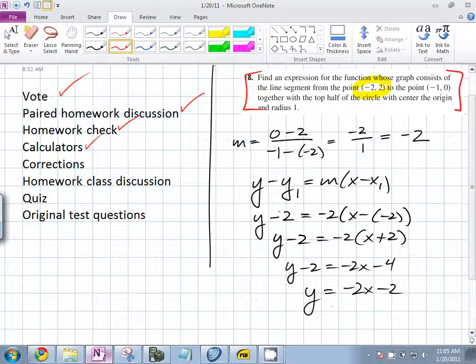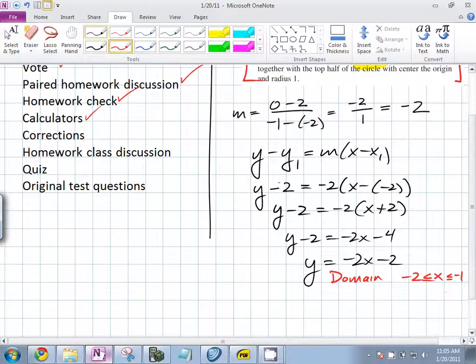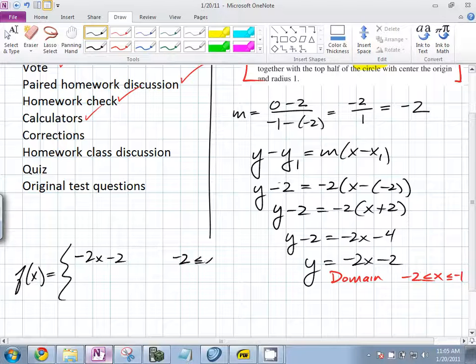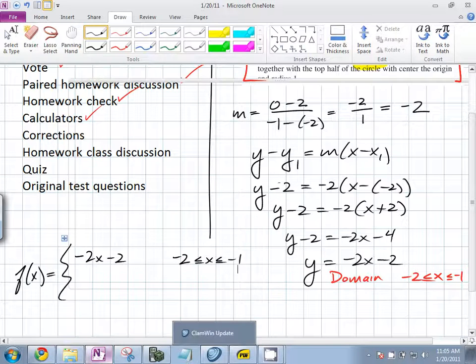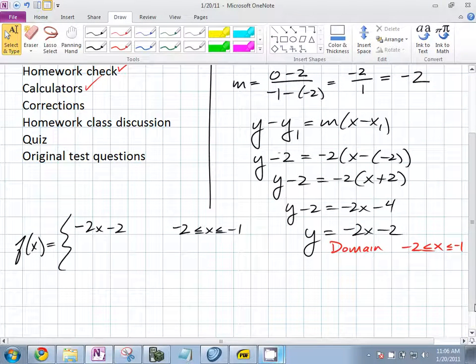What's the domain of this segment? Yeah, I'm piecing it together. Negative 2 less than or equal to x, and x less than or equal to negative 1. Exactly. So far we can write this as f of x is equal to negative 2x minus 2 for this part of the domain. Okay, so that's that one segment.